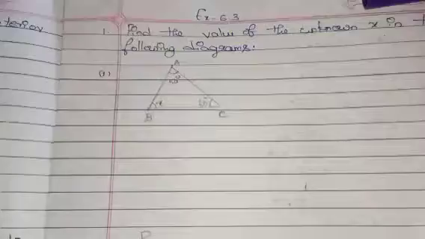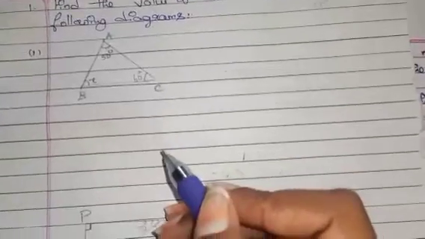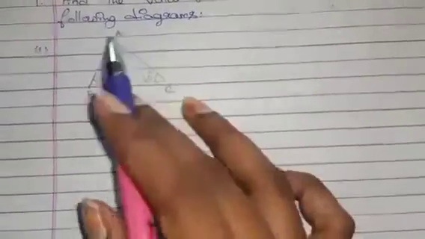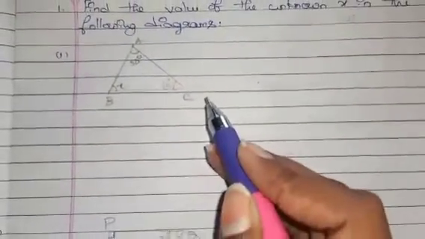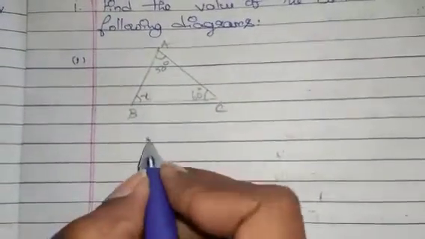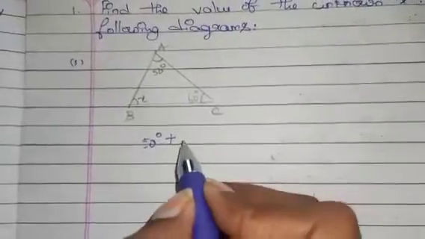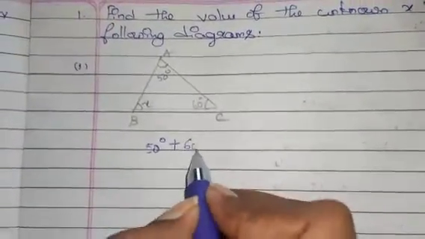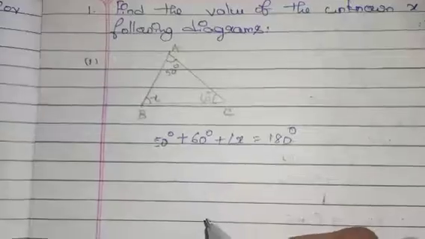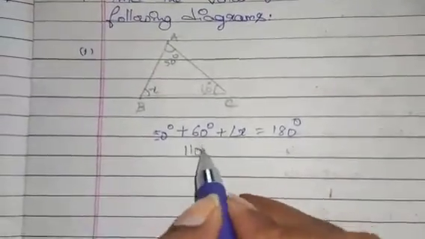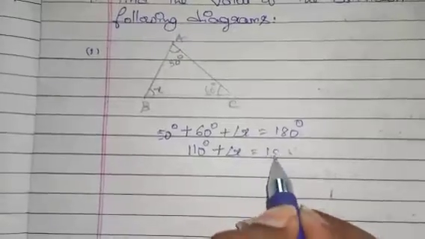In the previous exercise we learned that the sum of the measures of the three angles of a triangle is 180 degrees. So we shall use this property to find the value of unknown x. Angle A plus angle B plus angle C is equal to 180 degrees. Angle A is 50 degrees, plus angle B, which we don't know, and angle C is 60 degrees. The whole sum is 180 degrees. Now 50 plus 60 is 110 degrees, plus angle x is equal to 180 degrees.